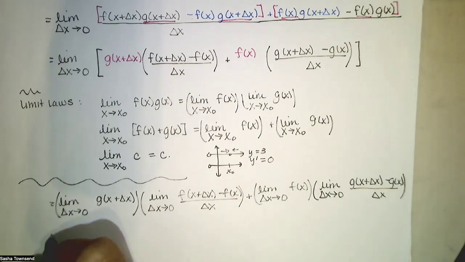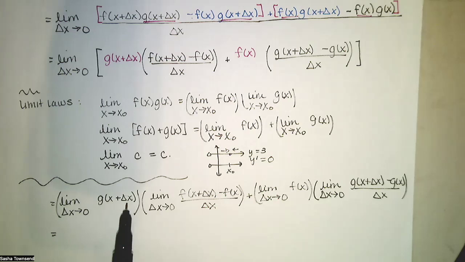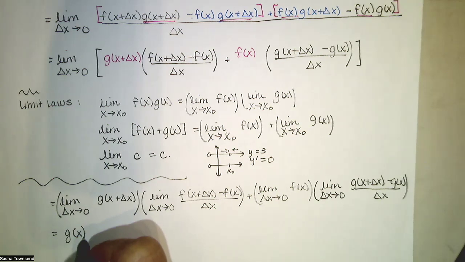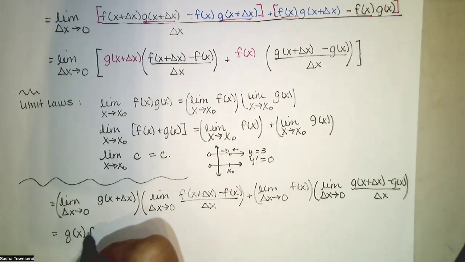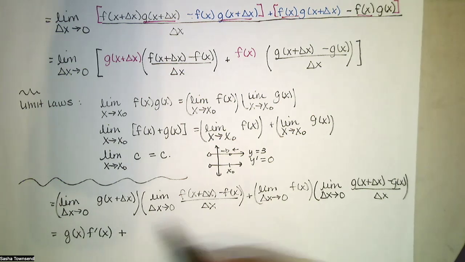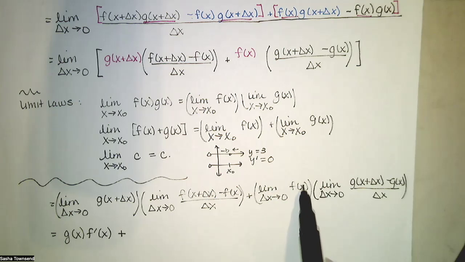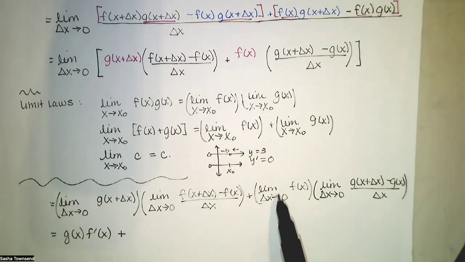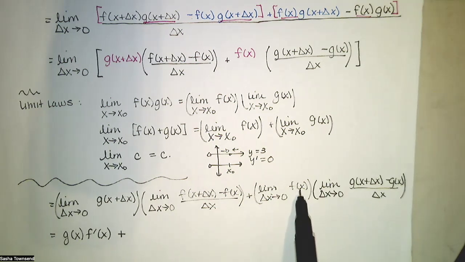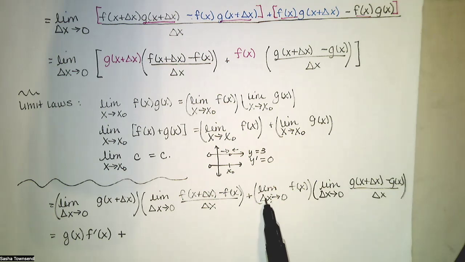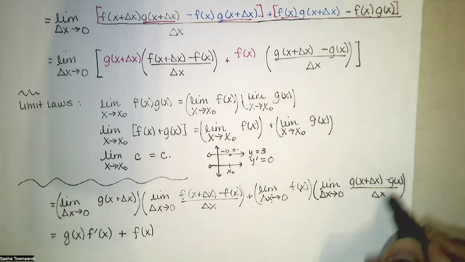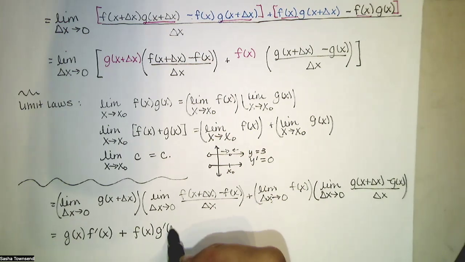All right. And this function is continuous at delta x equals 0. So we get g of x there. And this is the definition of the derivative of f. And then here, this is constant with regard to this delta x. It doesn't have a delta x in it. So we're going to apply this limit law: the limit of a function that is constant with respect to this variable, delta x, is just that function. And then this is the definition of the derivative of g of x.